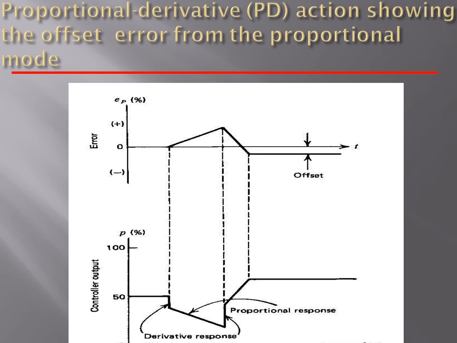So here the PD action is shown, and its offset error from the proportional mode is also shown. In the first diagram there is the representation of error. So you can see the offset. Offset means the difference. Then in the controller output you can see how the derivative response is there and how the proportional response is there.